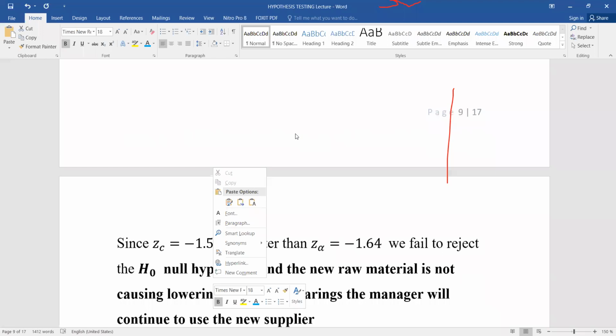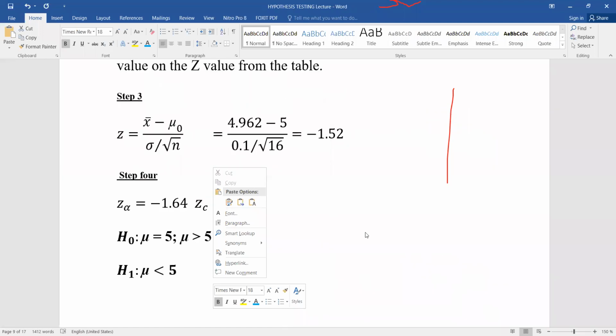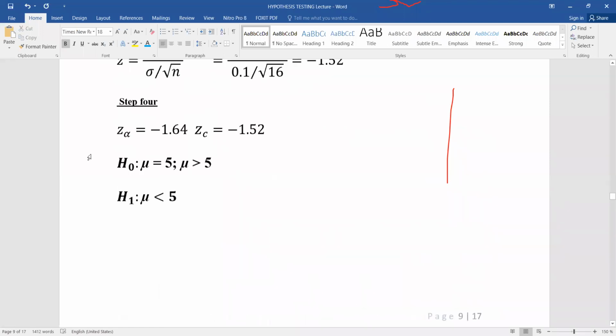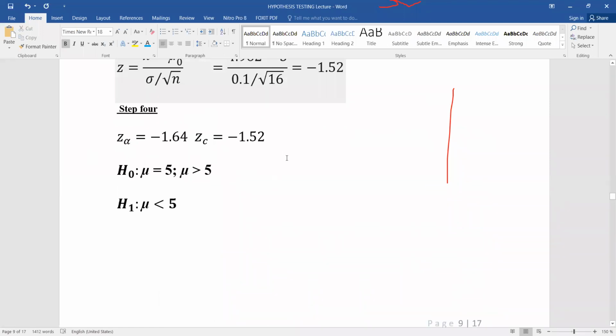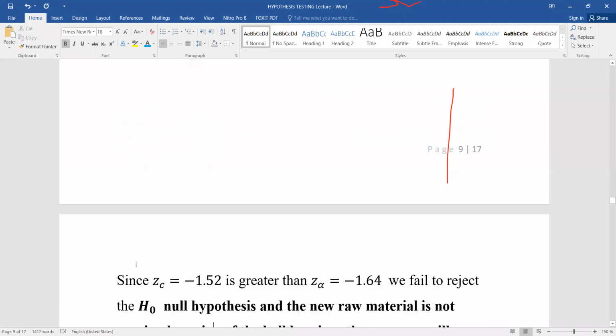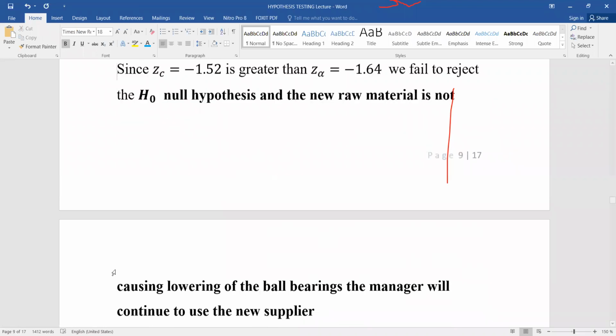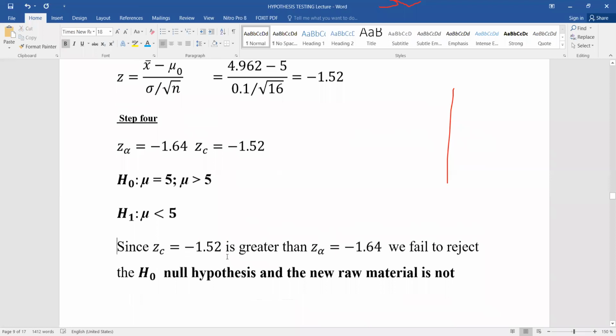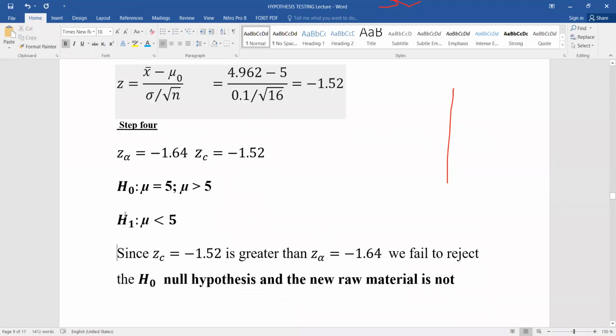Anyway, this part is okay. We have the alternatives, and the statement is purely English. If you're good at English, then you're okay. You're saying that since Z computed is greater.